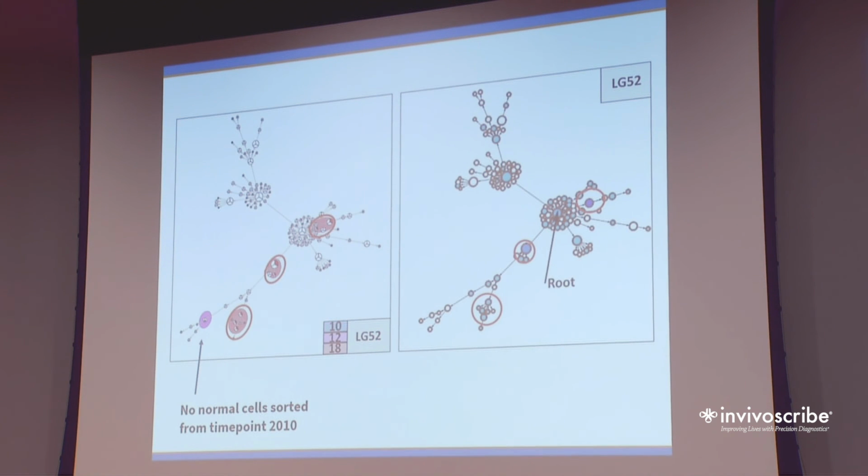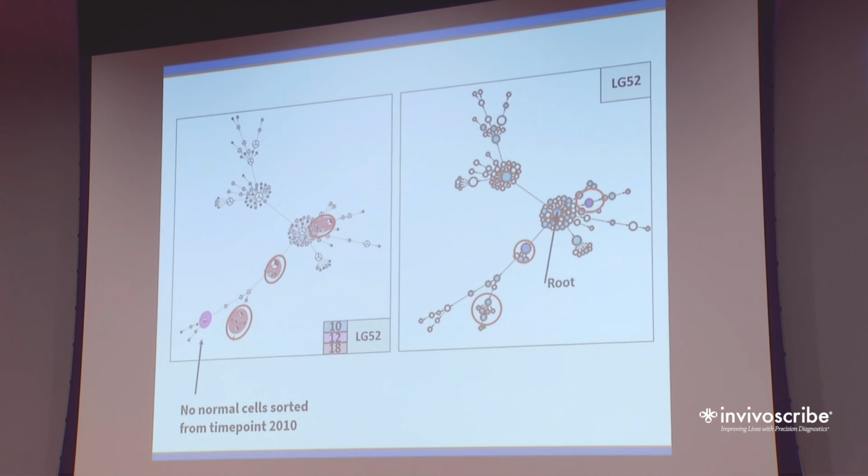And this is also true for the second patient. Unfortunately, we don't have normal cells sorted from the first time point, but exactly here, where in 2018 from this patient there was a clonal progress among the CLL cells, we find exactly at the same positions also the highest diversity occurring among the sibling cells.